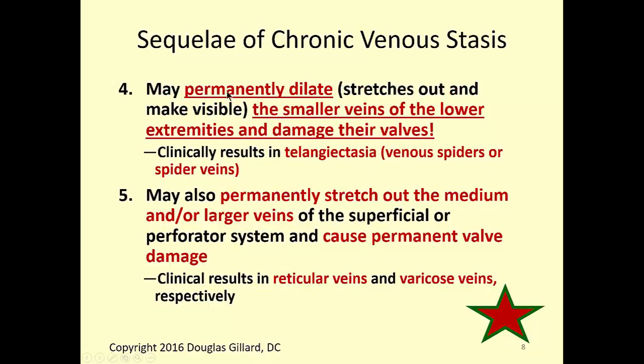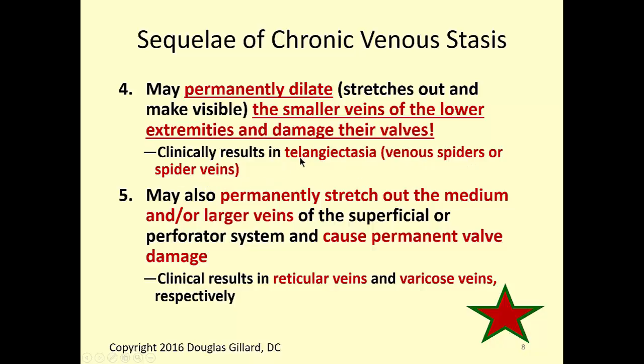On the other side of the coin, it can stretch out these structures. The vessels are under this high pressure for so long, it'll start to damage the components of the walls, and they'll stretch out. And now you have the first sign. If it stretches out the tiny little vessels, you get something called telangiectasia. That's going to be on the test, I can guarantee you. Telangiectasia, aka venous spiders or spider veins.